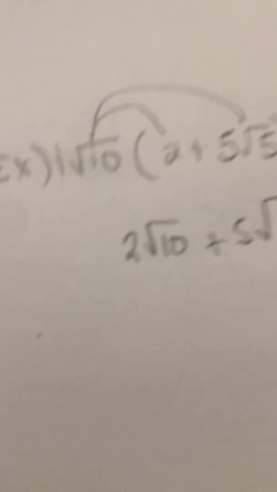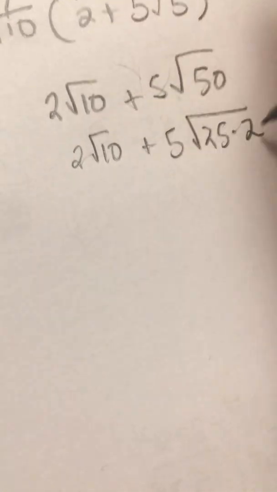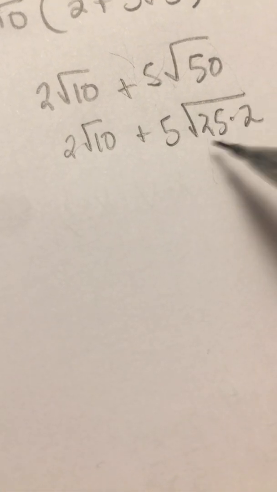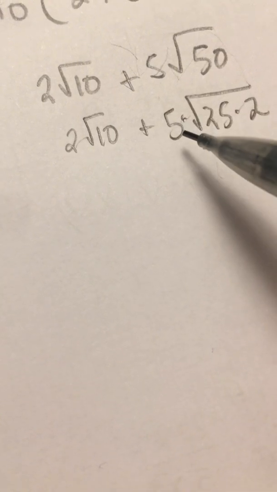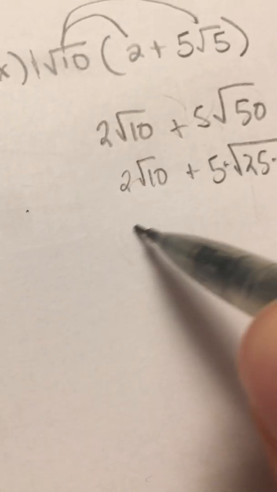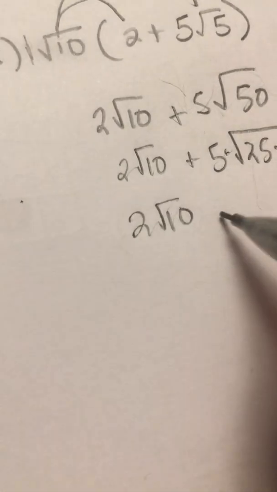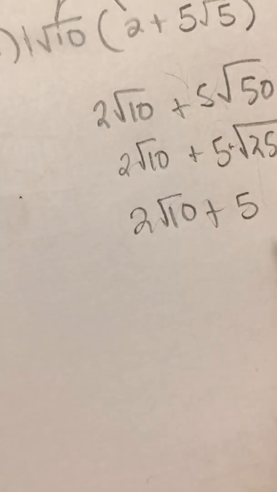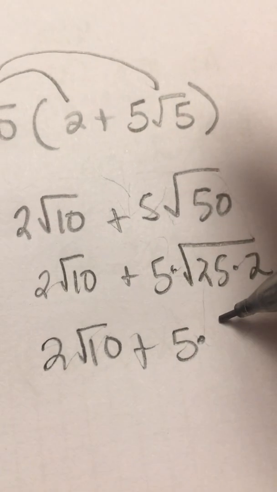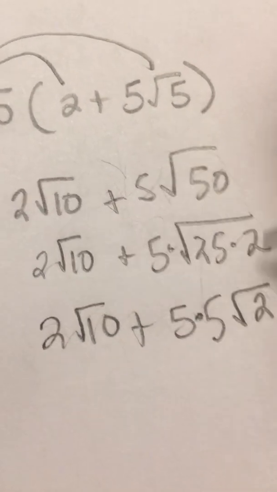So I'm going to keep the 2 root 10. I'm going to keep the plus the 5 outside, and I'm going to change this to 25 times 2. This is perfect. It's going to come out. When we bring it out, we have to multiply it with what's out there already. So we get 2 root 10 plus 5, that's outside, times, when we take out 25, it comes out as 5. So we have 5 times 5, and then we have the 2 still in jail.